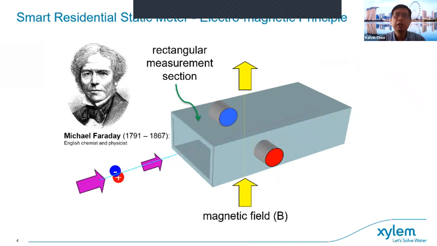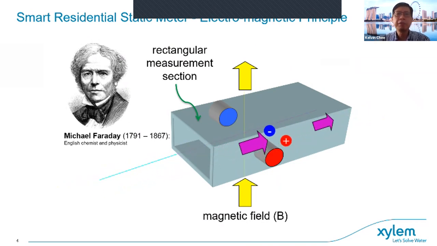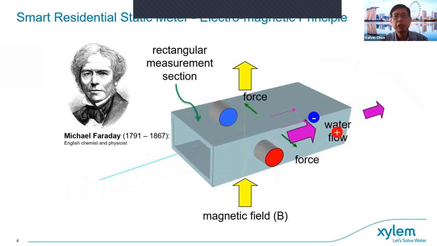As you know, in the water you have negative and positive charge ions. When it goes through the magnetic force or field, the positive and negative charges are separated and then attracted to the electrodes. In this case, negative to the blue, positive to the red.